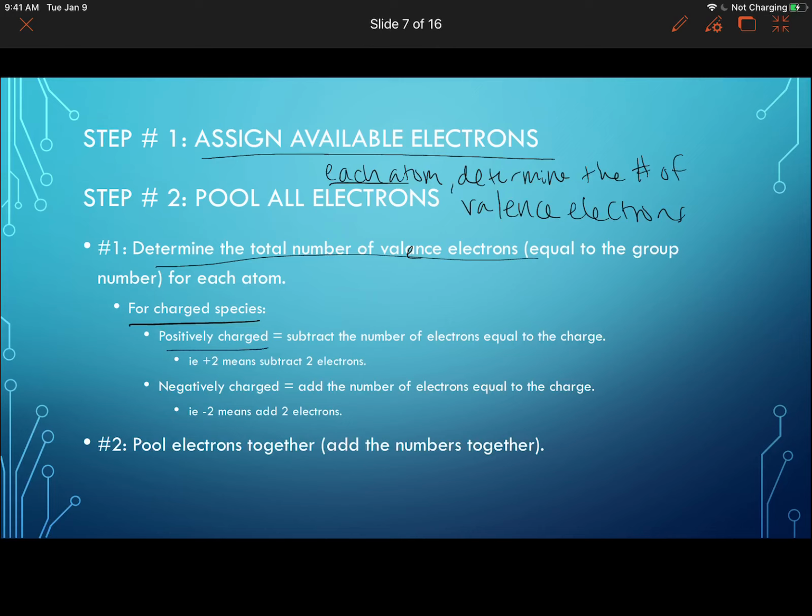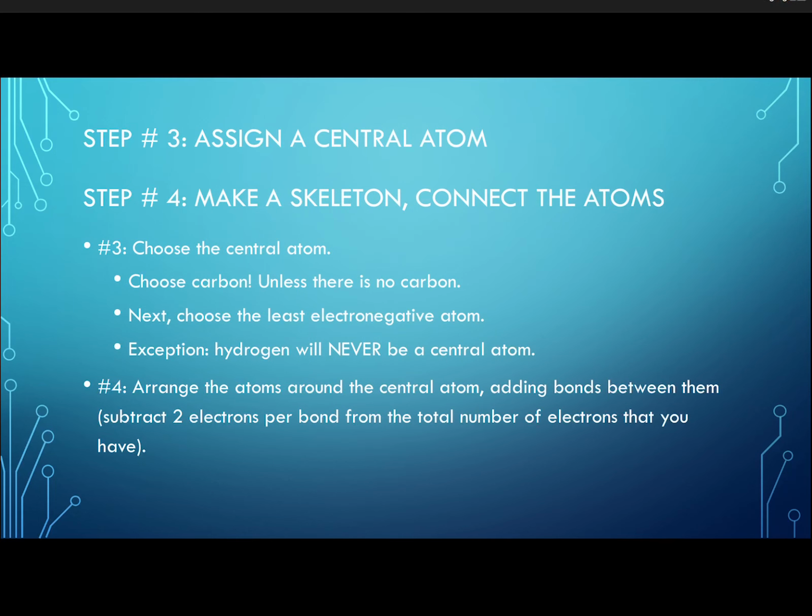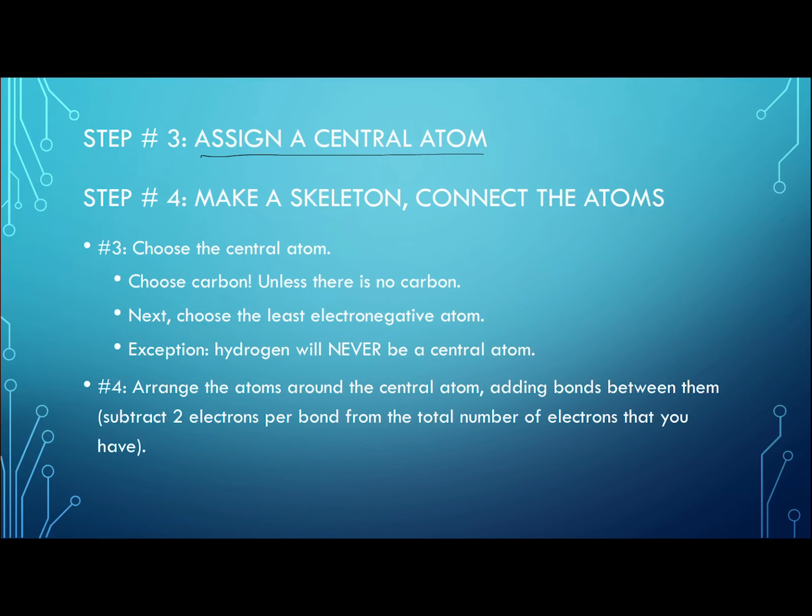If we have a positively charged molecular ion, we're going to subtract the number of electrons equal to the charge. If we have a negatively charged ion, we're going to add electrons equal to the charge. So we're going to add them all together, and then we're going to assign a central atom. Our central atom is going to be generally the one that's written first.